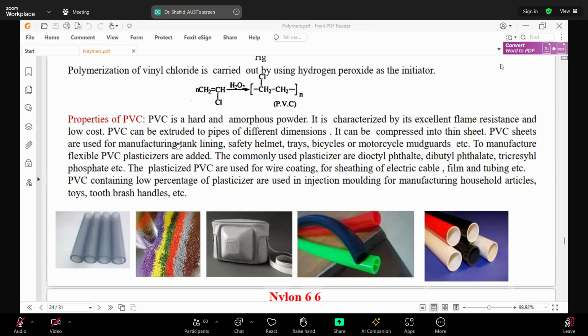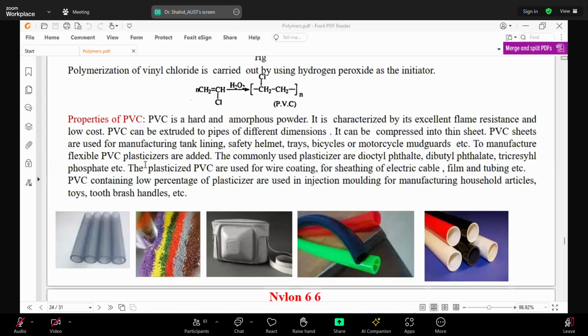PVC sheets are used for the manufacturing of tank lining, safety helmets, trays, bicycle or motorcycle mud guards, etc. To manufacture flexible PVC, plasticizers are added. I already discussed the function of plasticizer in the case of polymerization. To produce flexibility and plasticity, we have to use plasticizer in the synthesis of polymer. The commonly used plasticizers are dioctyl phthalate, dibutyl phthalate, tricresyl phosphate, etc.